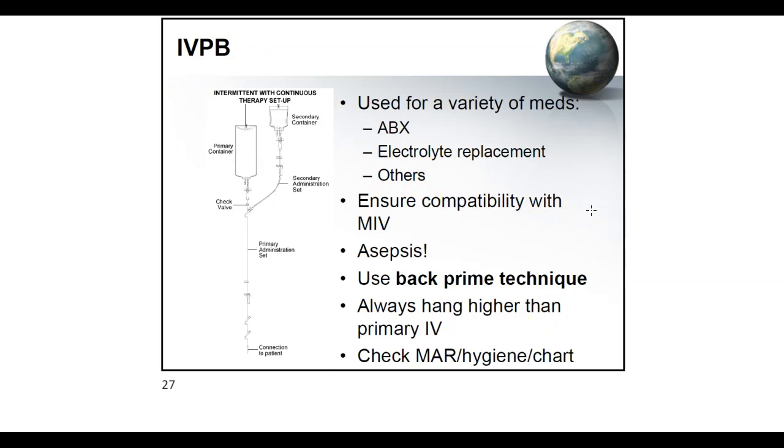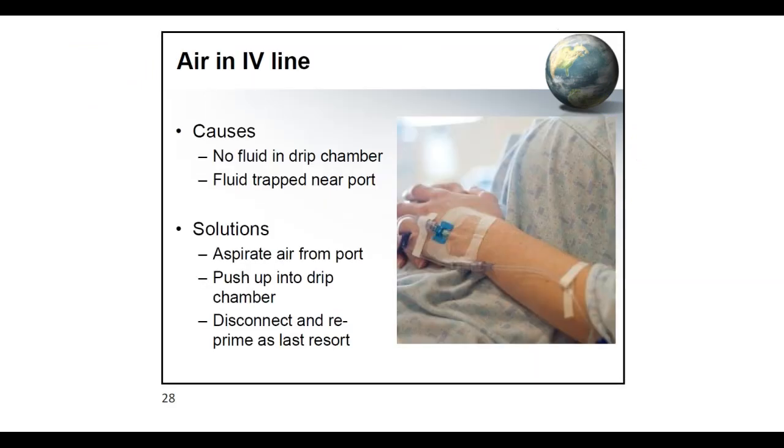Anyway, after you've administered it, you check your MAR, make sure it's charted. You do hand hygiene. And then, like with anything else, you go back to your patient to evaluate for side effects. At times, there could be instances where you have air in the IV line. Causes of that: sometimes you run out of fluids, if you did not set it up correctly, you may run your fluid dry, and now it's just going to push air in that tubing. Sometimes there may be fluid trapped near the port that can cause some air in the line.